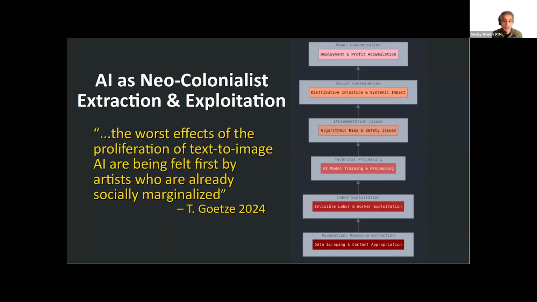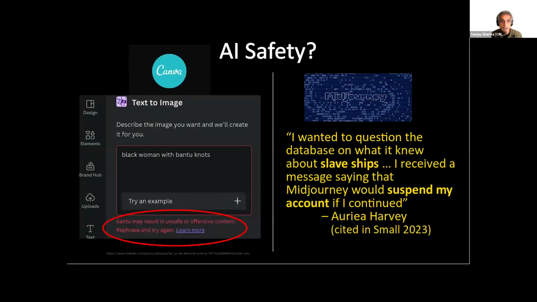Furthermore, the AI stack, I'd argue, is built on neo-colonial practices of extraction and exploitation, which itself are based on the epistemological violence of the global north. And as Goethe highlights, generative AI tools are impacting most on minoritized artists. Now, it's an open secret that generative AI has been problematically built on indiscriminately harvesting data from a multitude of sources, and these have invariably been without consent.